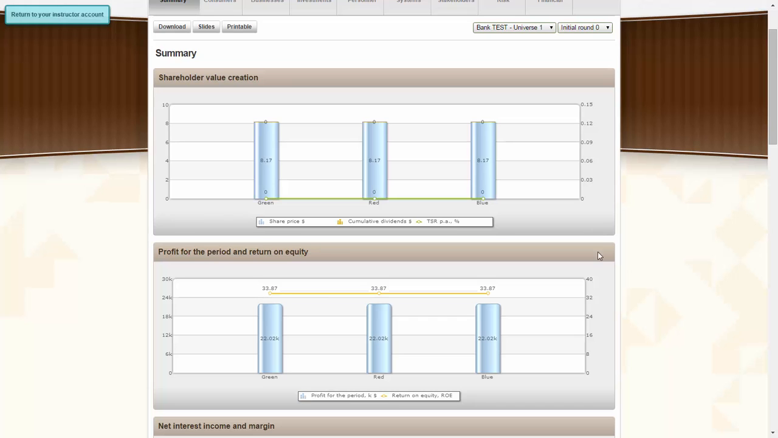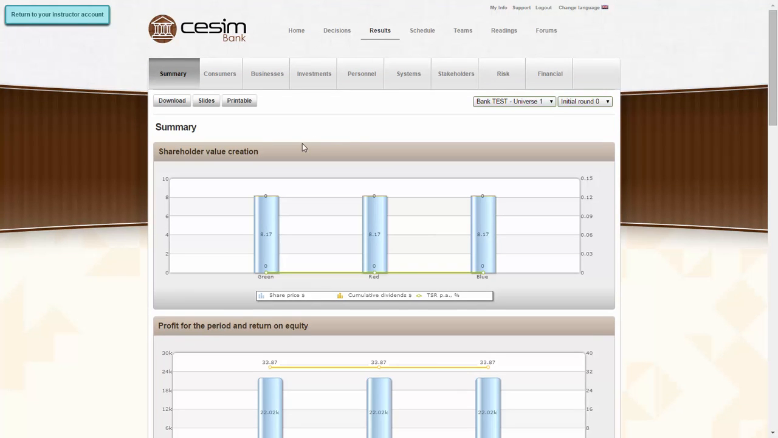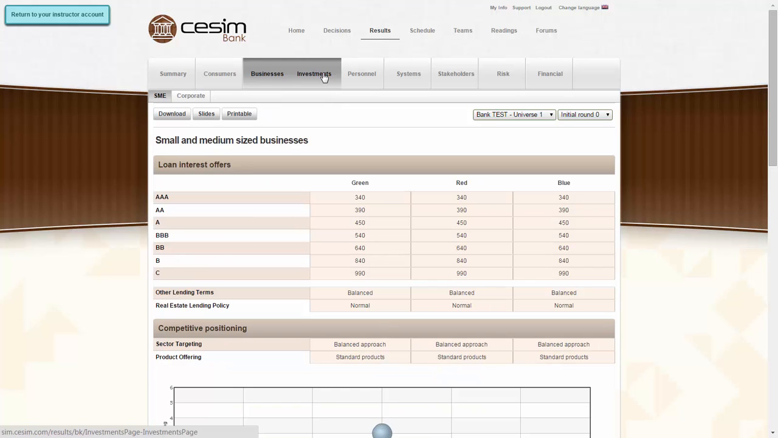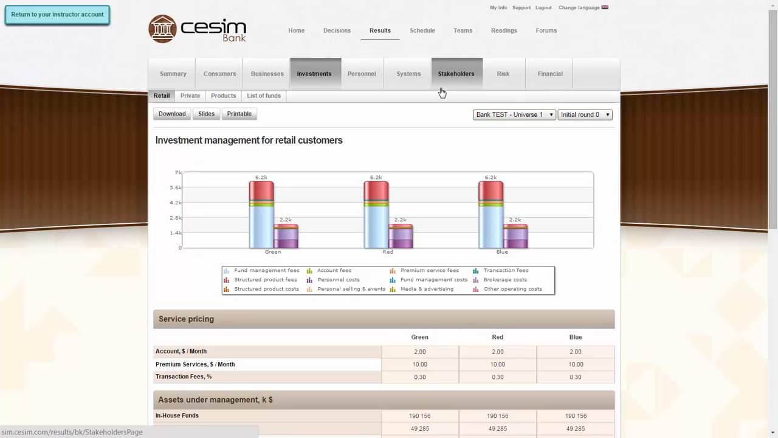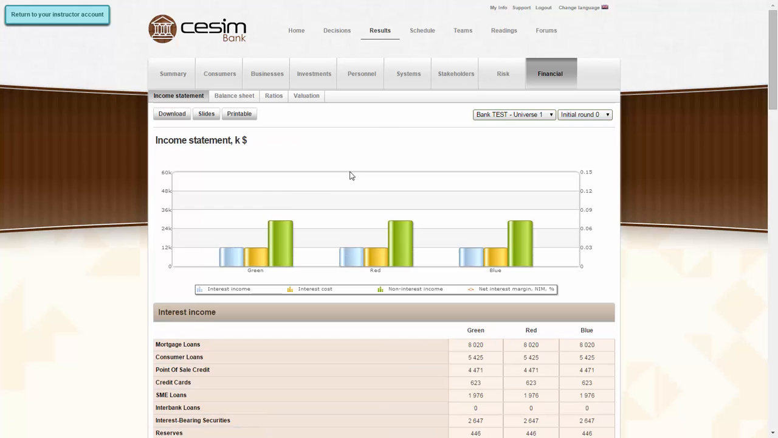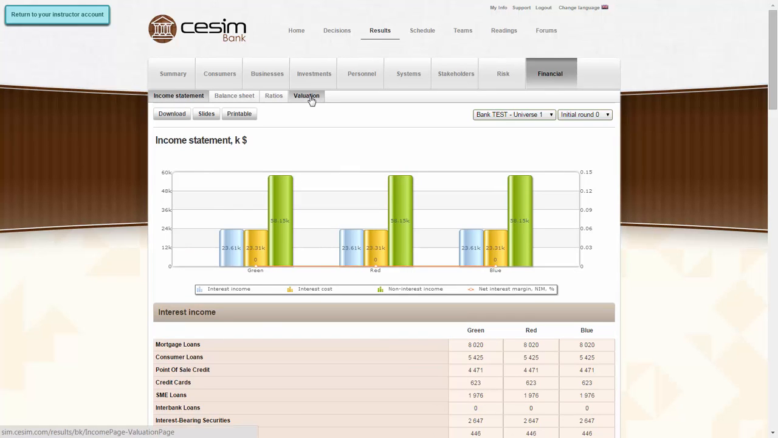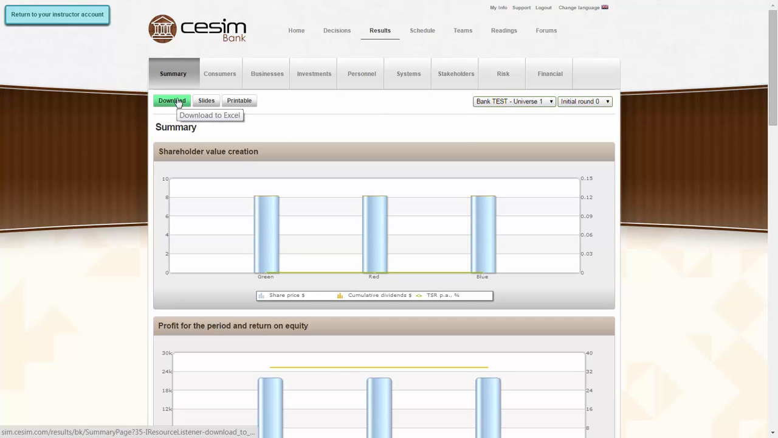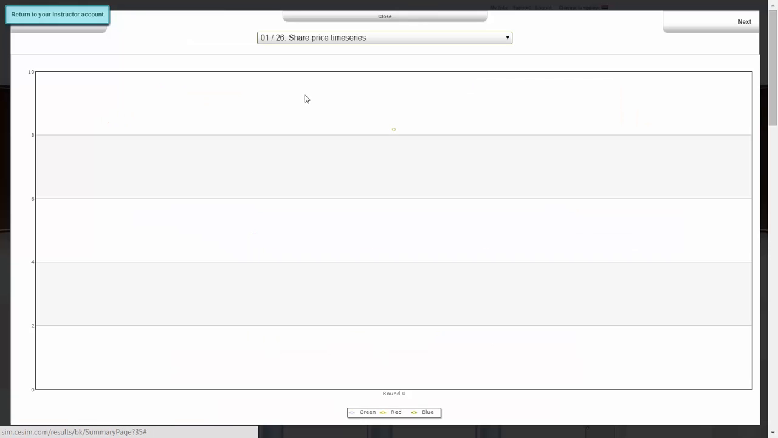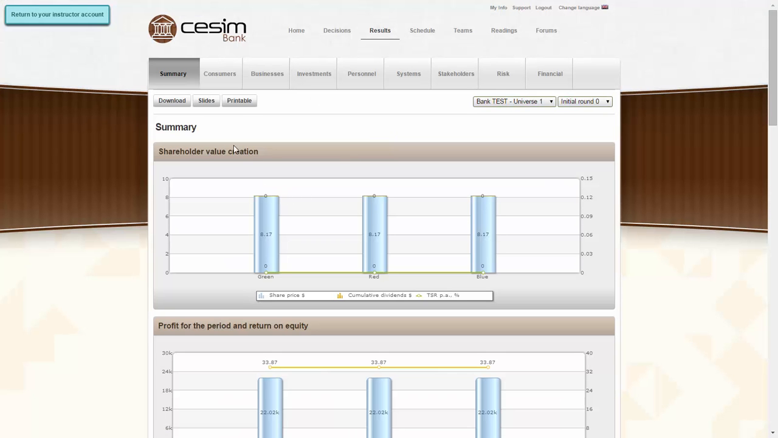Now during this session I'm not going to go through all the different reports, but you will be able to find all the relevant consumer data, business customer data, investments, personnel, and all the rest under this section. And under financial we have the different ratios and valuation details as well. Now the results can also be, let's go back here, they can also be downloaded as an Excel file. There are some slides that can be opened, and then they can also be printed if absolutely needed, but this obviously we don't recommend.